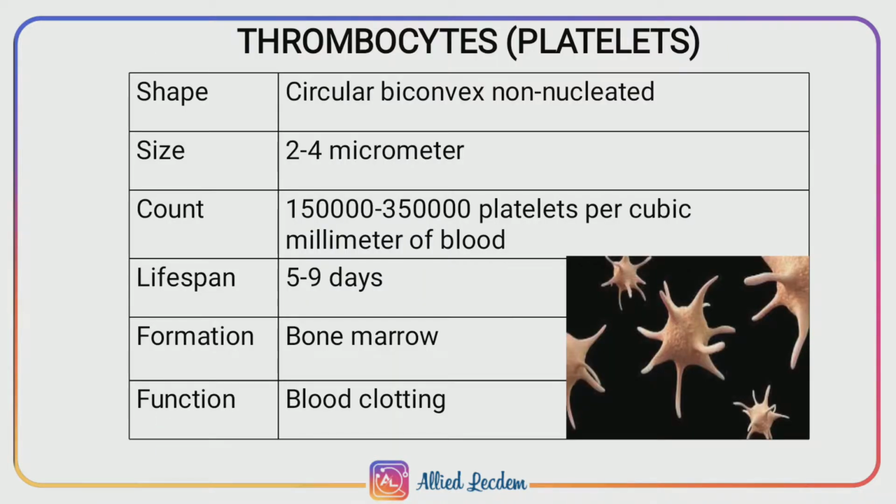Next we'll see about thrombocytes. Thrombocytes, also known as platelets, are the smallest of the formed elements. They are rounded or oval disc-like bodies without nuclei. Blood normally contains 1,50,000 to 3,50,000 platelets per cubic millimeter of blood. They are produced by megakaryocytes in bone marrow. The lifespan is about a week or 5 to 9 days.